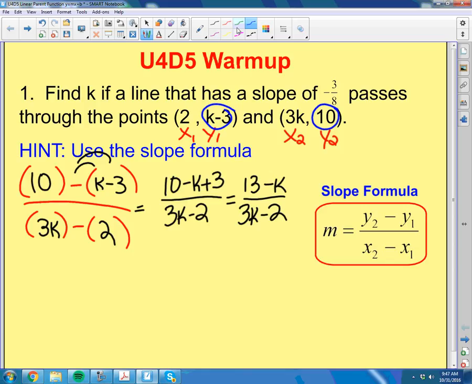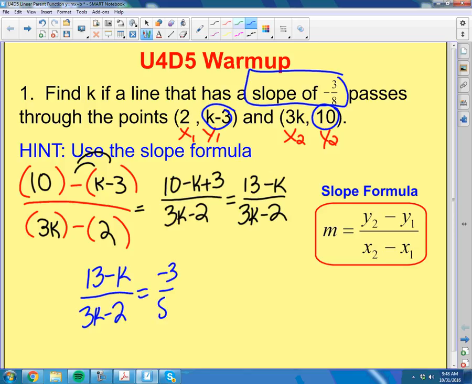So does everyone understand that this is essentially the slope of the line between the 2 points? It doesn't look like slope, but it is. Now, what did they tell us the slope was? It was negative 3/8. And I told you, when there's a negative out front, where do I want you to put it? The numerator. So watch what happens. What we end up with is 13 minus K over 3K minus 2, which is our slope, yes? Therefore, it has to be equal to negative 3/8.